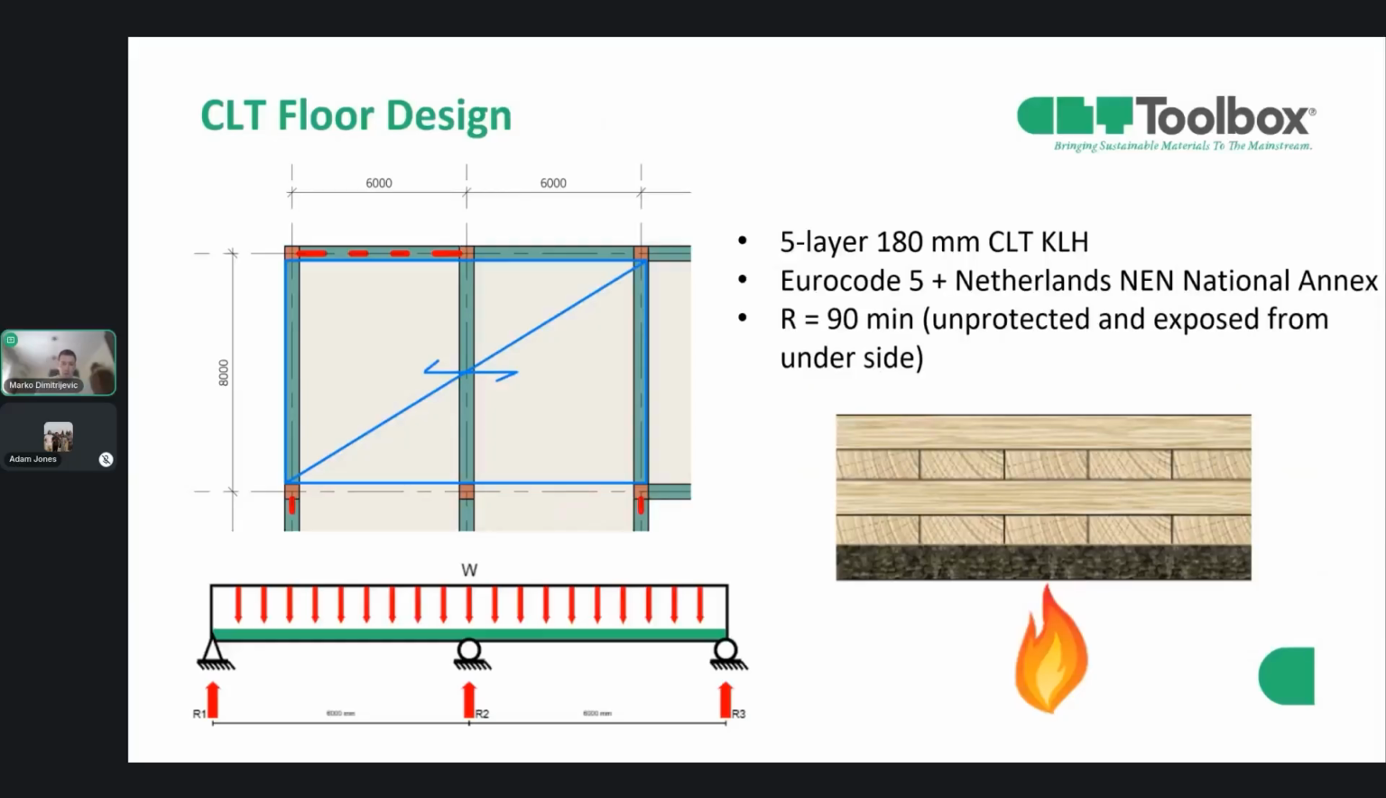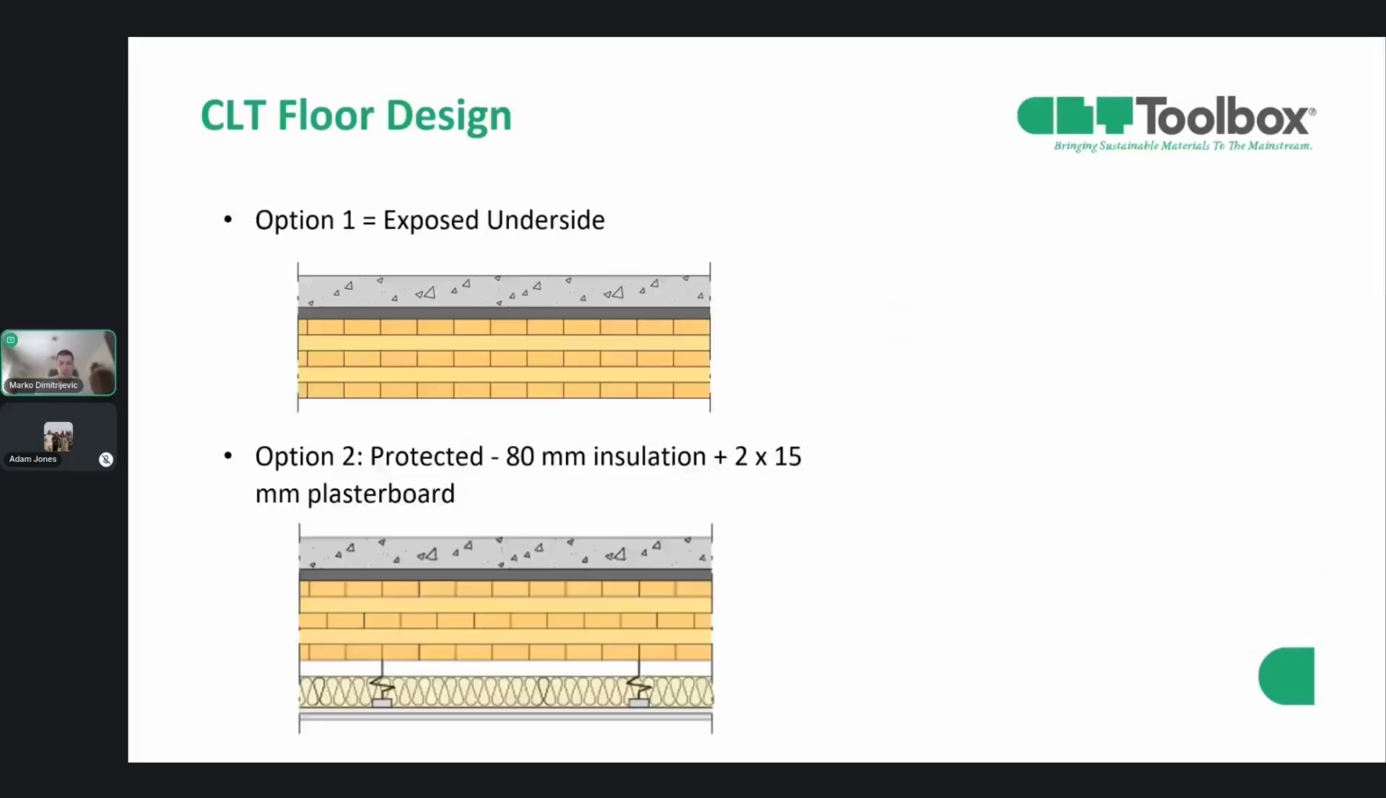Now we're going to take the same panel, and we're going to check what is happening with the fire resistance of 90 minutes. We're going to use also the Dutch National Annex, and we'll check 2 options. First, the exposed underside, so we're going to see how this design works with no protection. Or we'll also check option 2, which is protected from below. So we have 80 millimeters insulation and 2 times 15 millimeters plasterboard.